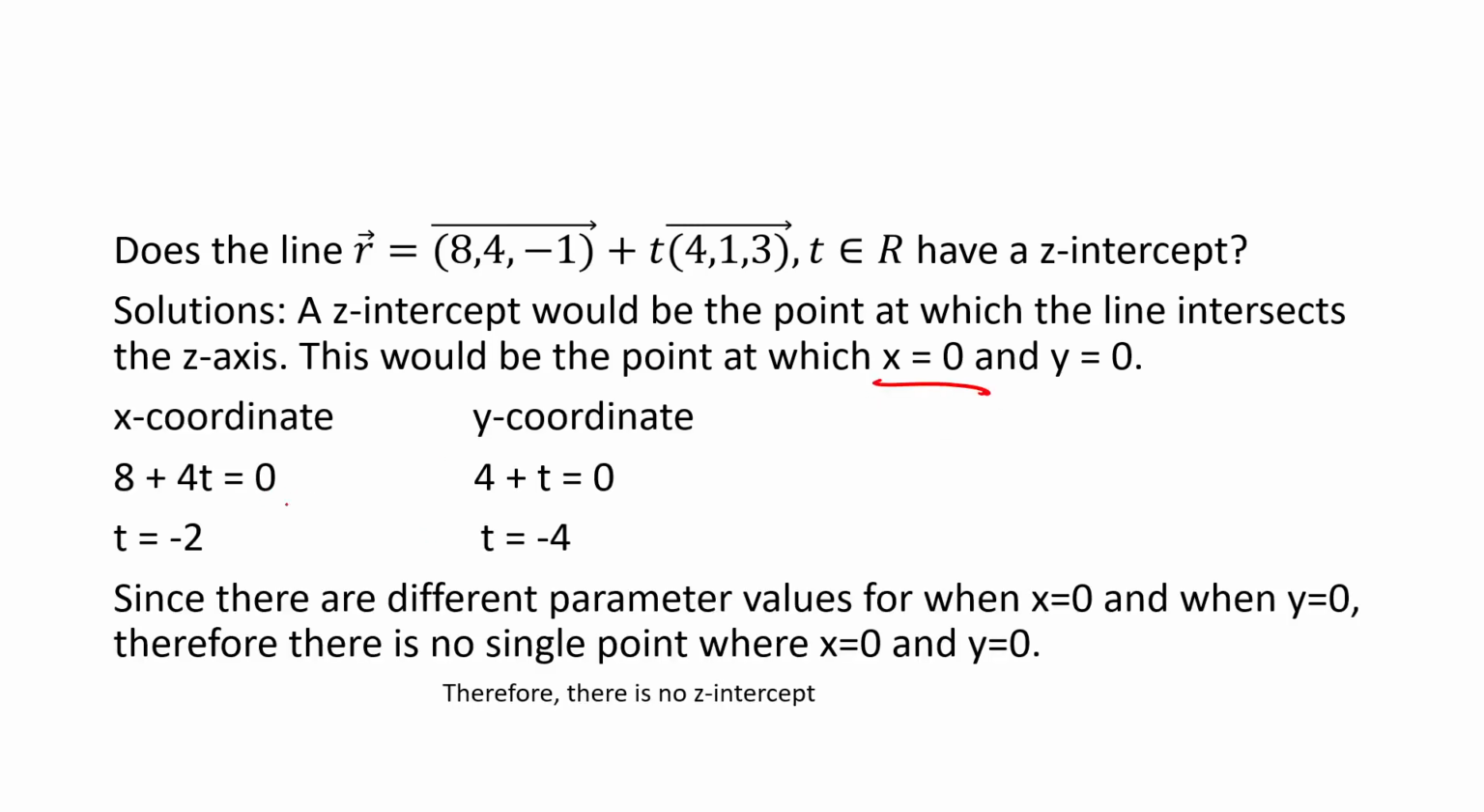Letting x equal 0, we get t equals -2. Letting y equal 0, we get t equals -4. Different values for t. Therefore, there is no point on that line with an x value of 0 and a y value of 0. Therefore, there is no z-intercept. Okay?